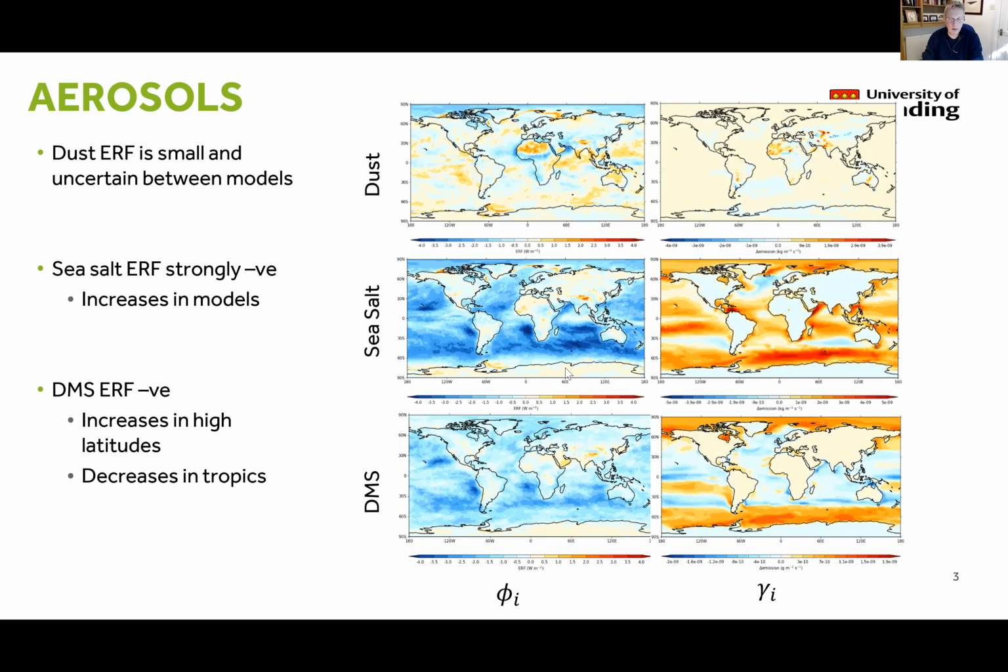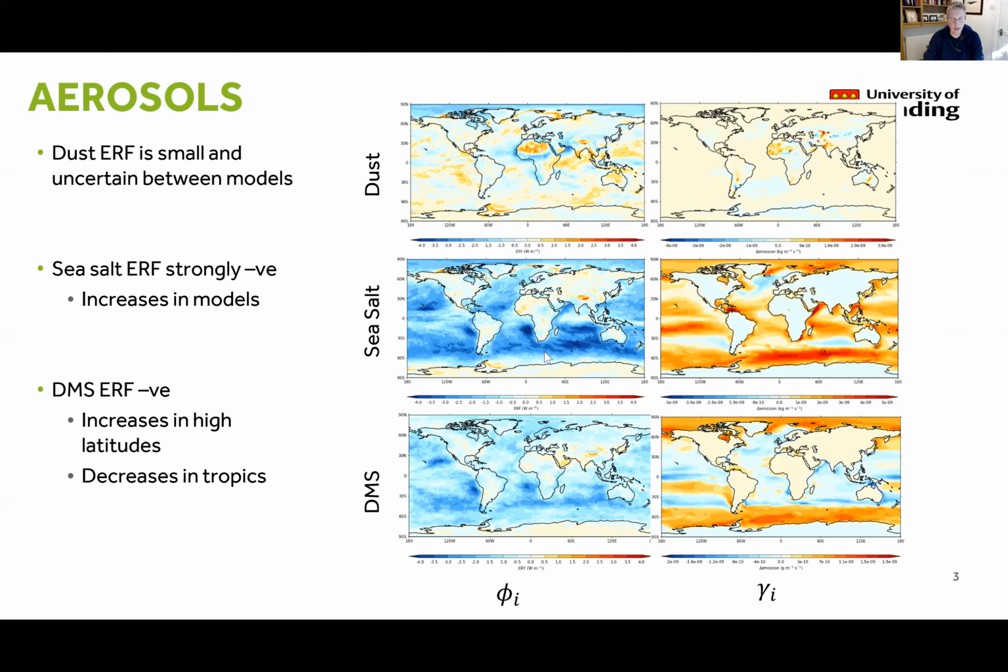So the left-hand column is the phi term. In each of these, this is the change in radiative balance from doubling the emissions of one of these species: dust, sea salt, and DMS. And then the right-hand column is how these species vary with climate. So this is the change in emission for a 4 times CO2 temperature change. Changing emissions of dust has both a warming and cooling effect, and it turns out there's very little net change in the rate of forcing when you perturb dust.